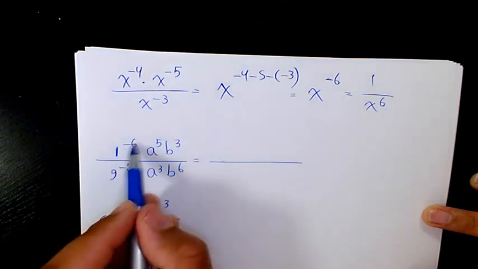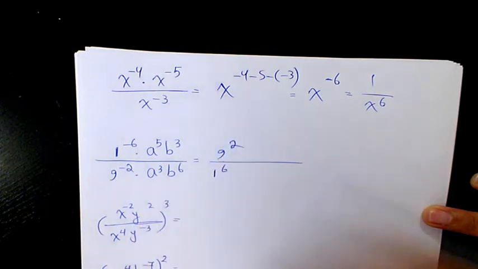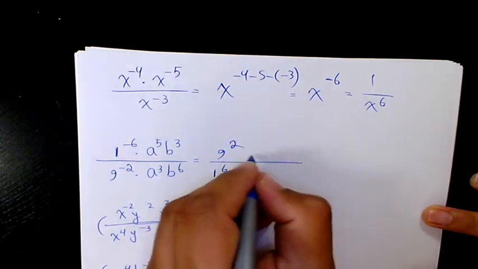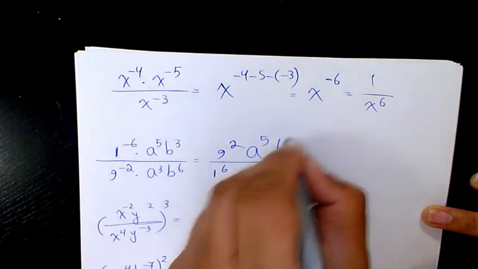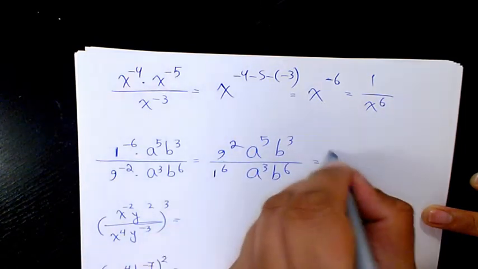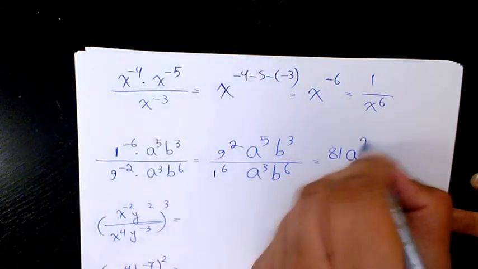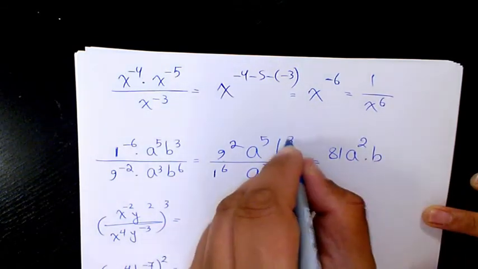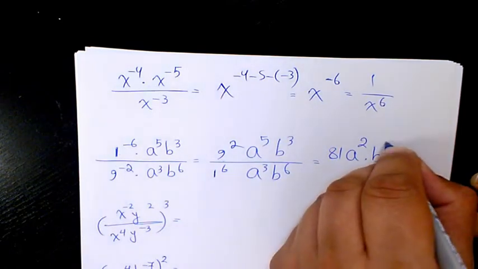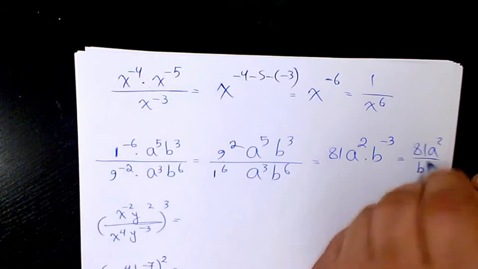Here, 1 to the power of negative 6, I just move it to the denominator. This one, I make it positive and bring it in the numerator. A to the power of 5, b to the power of 3, a cubed, b to the 6. So it's going to be 81 over 1 is 81. A to the power of 5 minus 3 is going to be 2. B to the power of 3 minus 6 is going to be negative 3. Or it's going to be 81 a squared divided by b cubed.